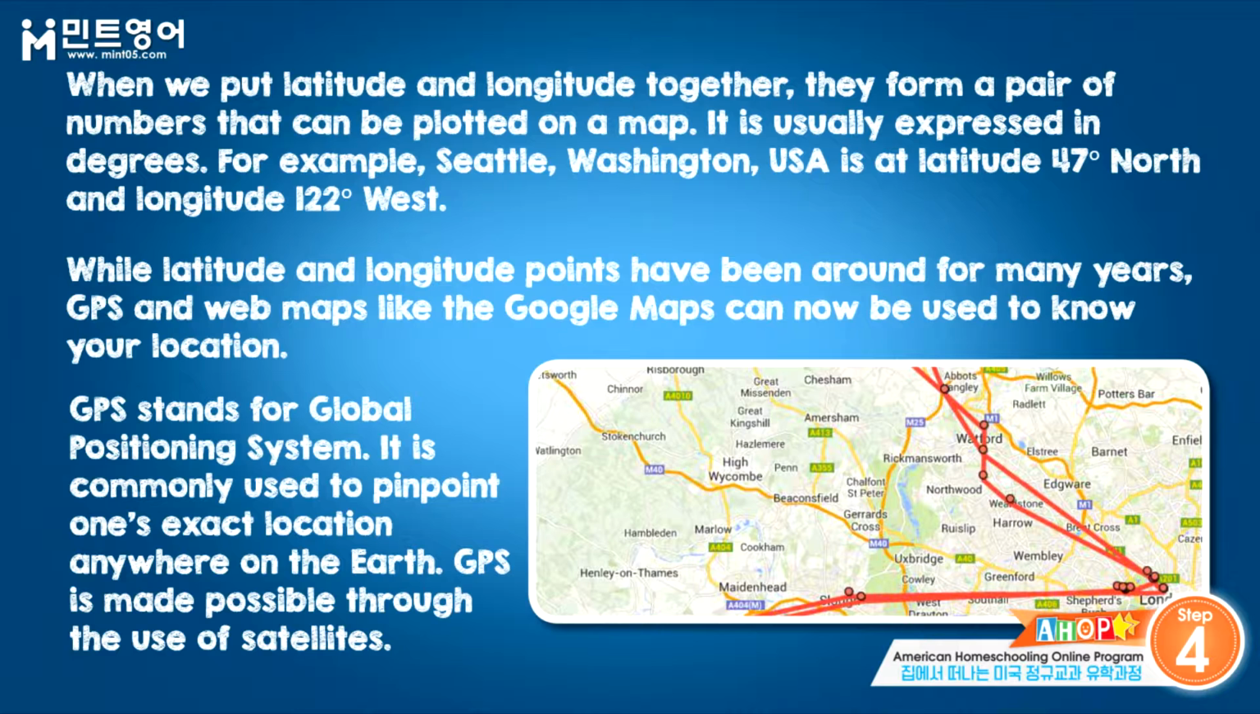It is commonly used to pinpoint one's exact location anywhere on the Earth. 이것은 지구상에 어디에 있든지 정확한 위치를 집어주는 것을 의미합니다. GPS is made possible through the use of satellites. 위성을 통해서 GPS는 사용될 수 있습니다.